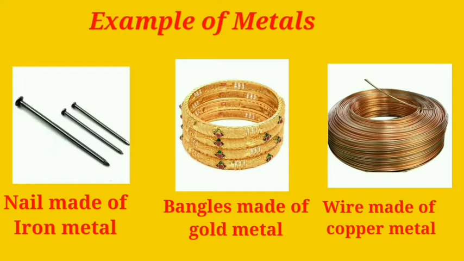The first picture we are seeing that it is a nail that is made of iron, which is a metal. Now look at the bangles, which is made of gold metal, and gold is a very good conductor of electricity, which we later discuss in the properties of metal. And look at the last picture, that is a wire which is made of copper metal, and we use copper in electric wires because copper is cheap and also a very good conductor of electricity.